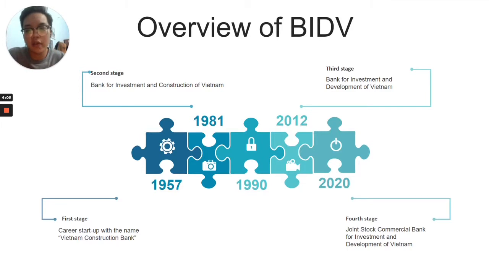Here is the overview of BIDV. It has 4 stages. First is the career startup with the name Vietnam Construction Bank. Second is the Bank for Investment and Construction of Vietnam. Third is the Bank for Investment and Development of Vietnam, and the fourth stage is the Joint Stock Commercial Bank for Investment and Development of Vietnam.